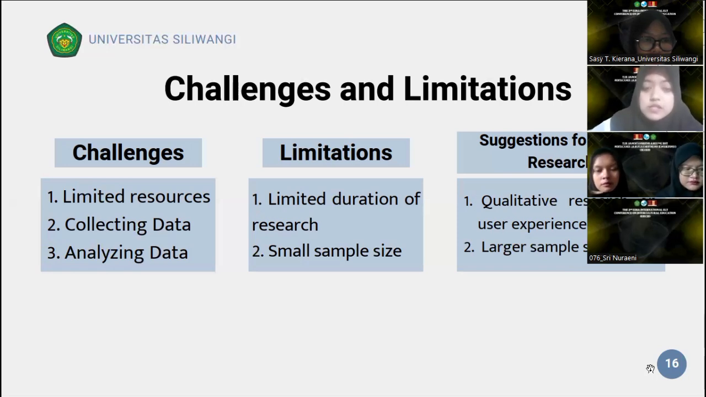And the next is suggestions for future research. Our suggestions for future research are to use qualitative methods for research on the quizzes user experience and to use a larger sample size. That's all I can say. For the next, I'll give it to the next presenter.